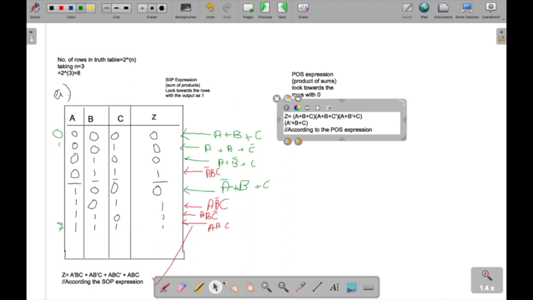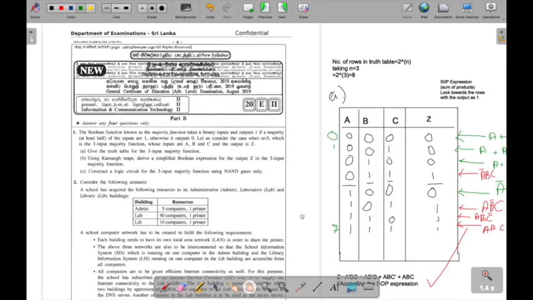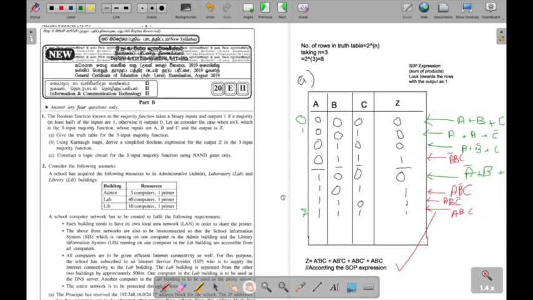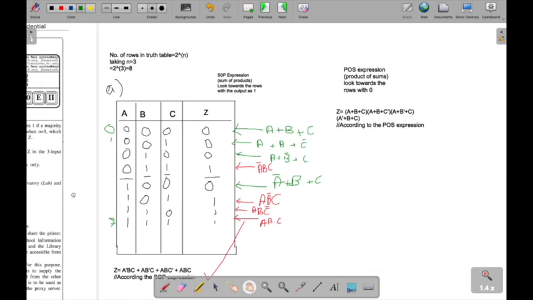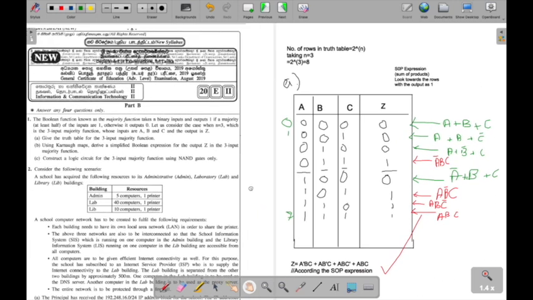But in the exam, if they have not given what to choose from, whether it's SOP or POS, you can put either SOP or POS. That's no problem. But if they have said use SOP, then you should use SOP. Or if they have said POS, you should use POS.